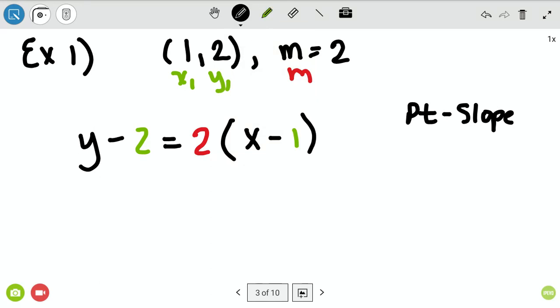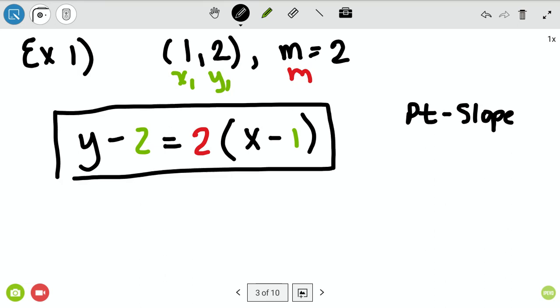Now, of course, you don't have to use all the colors when you do this, but I'm just showing you where I'm getting all the information from. So if you're asked to write it in point slope form, you're done. It's in point slope form. That's the answer.